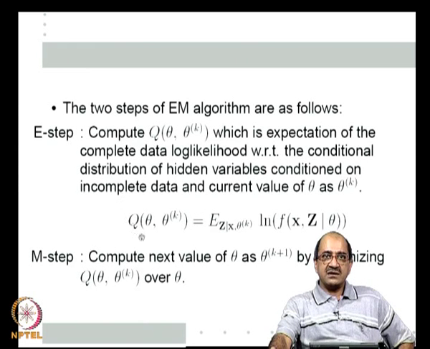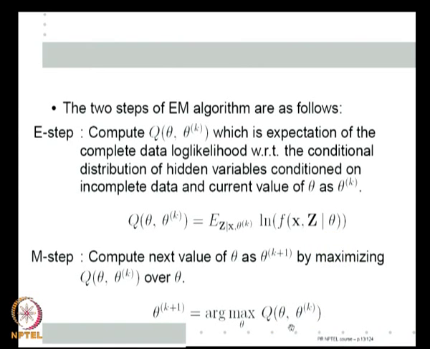theta. So, treating theta_k as constant, we try to maximize this over theta, and the value of theta that maximizes this is given as the next iterate value in the estimation. So, in symbols, theta_k plus 1 is the argument, that is the theta, that maximizes the function Q(theta, theta_k).